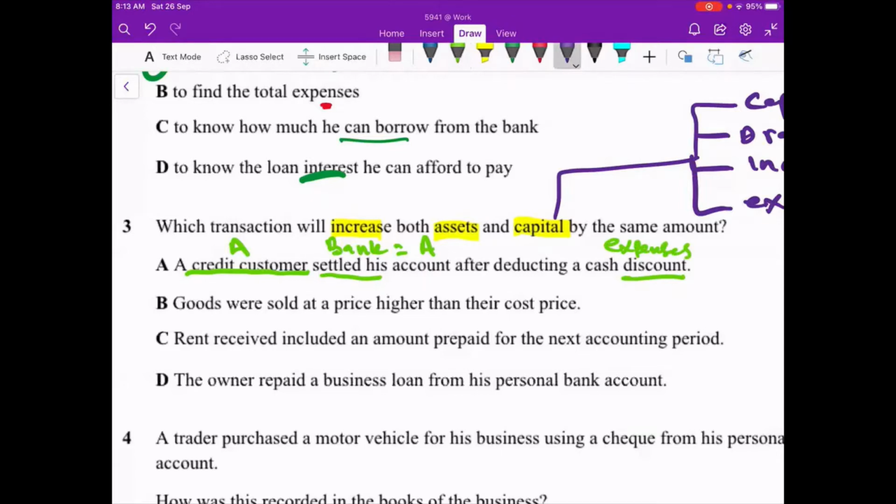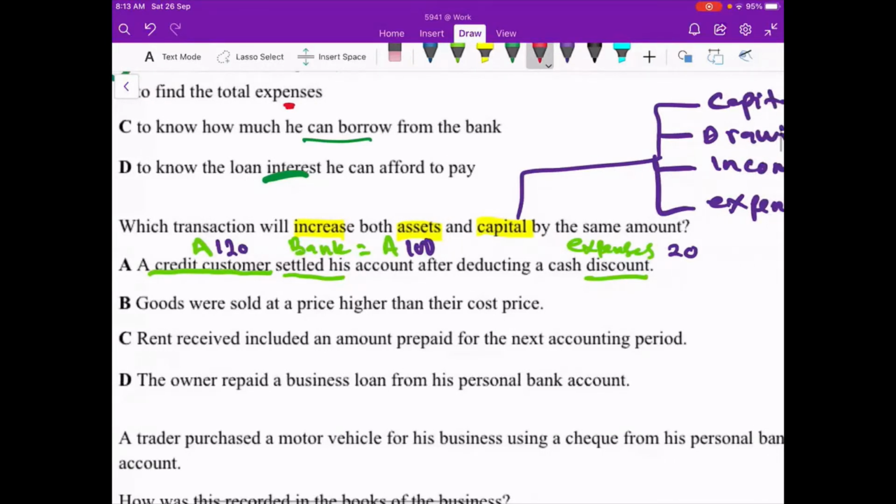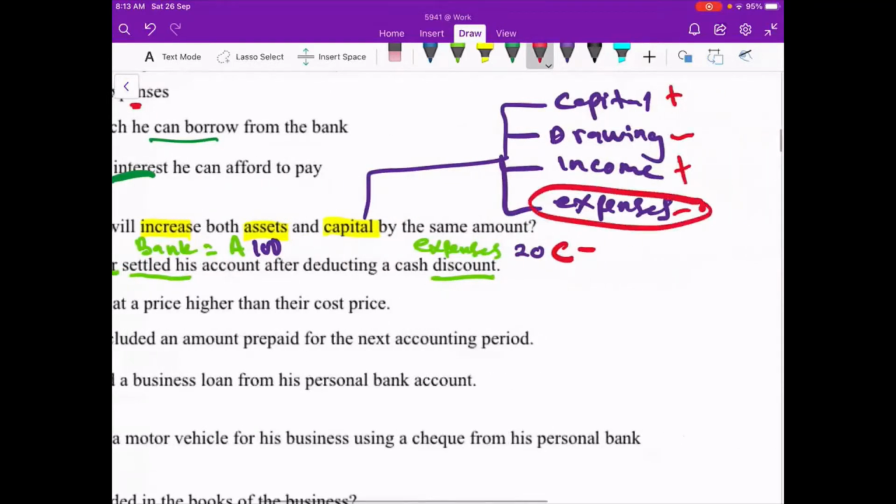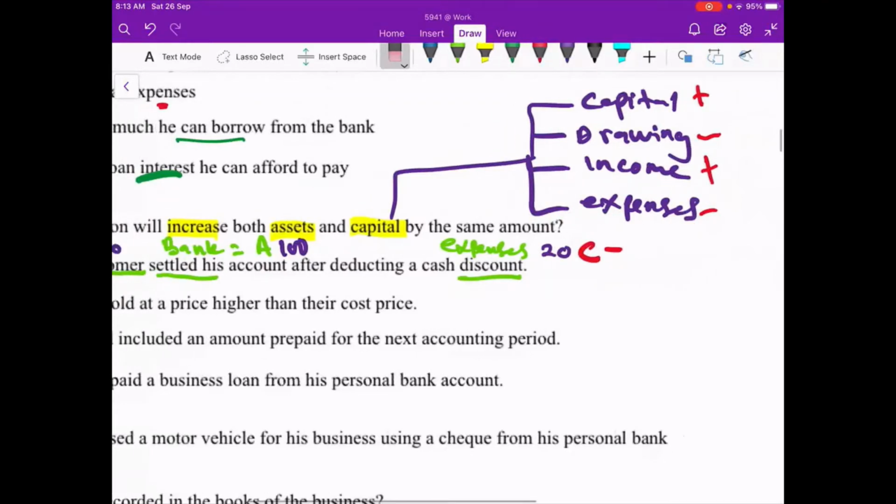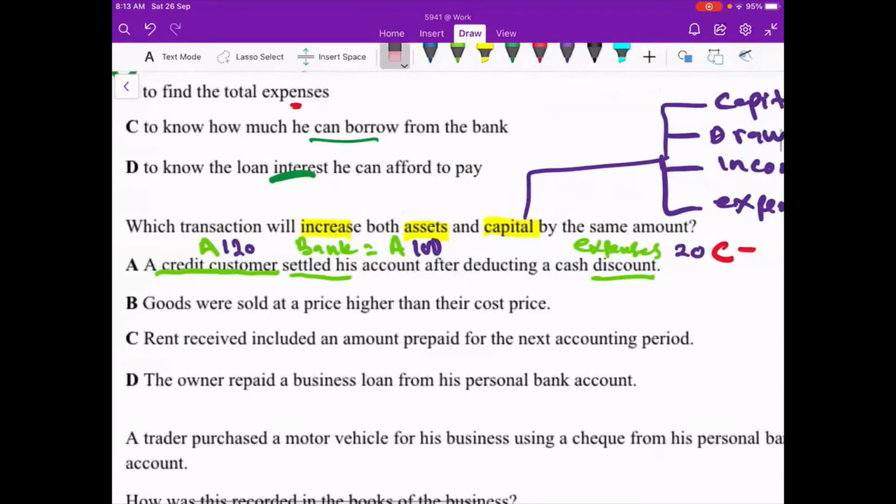Let's say the credit customer, the trade receivable, owes us 120. We give the guy a discount of 20, and then the guy pays us $100. So we see the effect of the numbers. Expenses increase by 20, which means my capital will reduce, because expenses will reduce the capital. So my capital will reduce by 20.